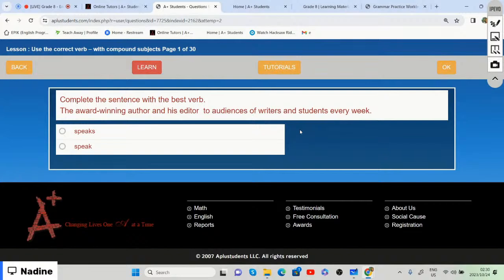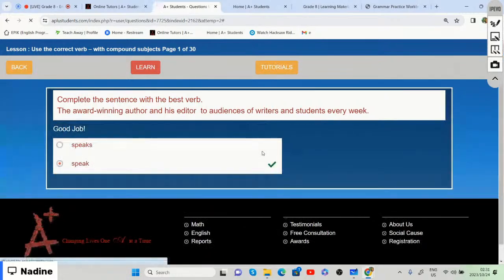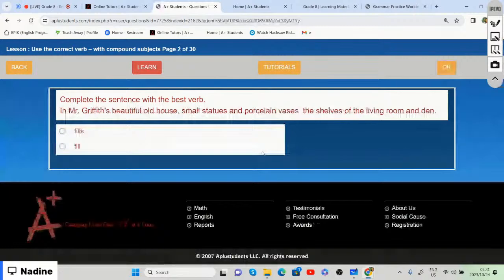All right, so we can say they speak. So the award-winning author and his editors speak to audiences and writers on Sunday and students every week. So speak is correct. So remember, if a subject is plural, which refers to more than one, then our verb will be singular. If our subject is singular, then our verb will be plural.